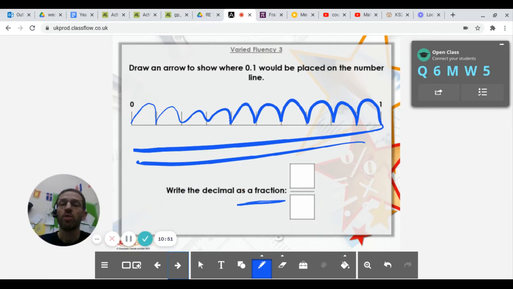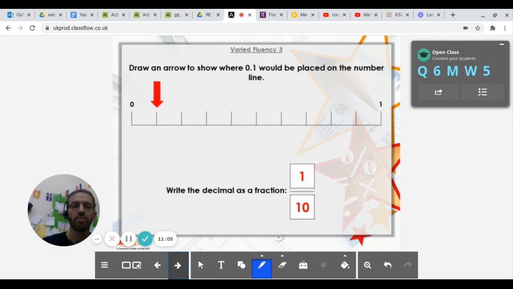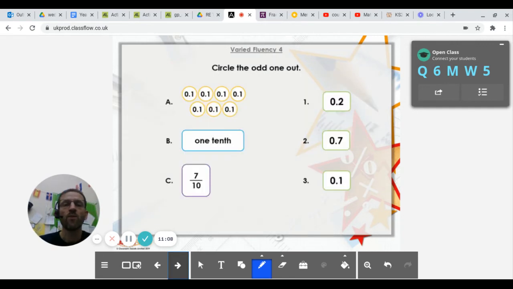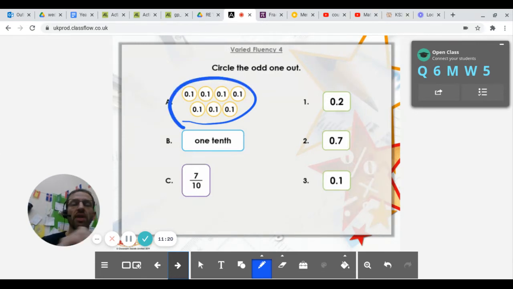So here we have, draw an arrow to where 1/10 would be on the number line. Yeah, we know that this is 1/10. 0.1 is 1/10. So it's going to be 1 over 10, and the arrow would go here. Okay, 1/10. Yay. Circle the odd one out. So I think we've got to match these and we've got to circle them. So we looked at these discs a little bit like this a while ago. They represent tenths, and I can see there's 1, 2, 3, 4, 5, 6, 7 tenths there.